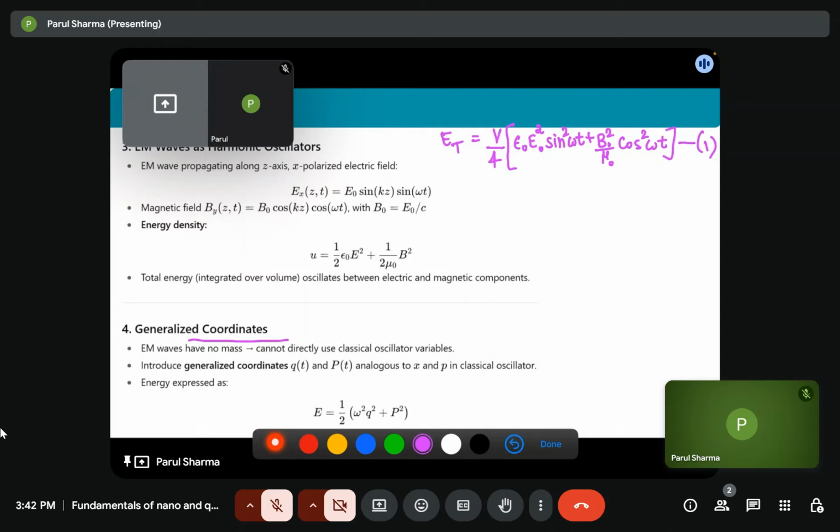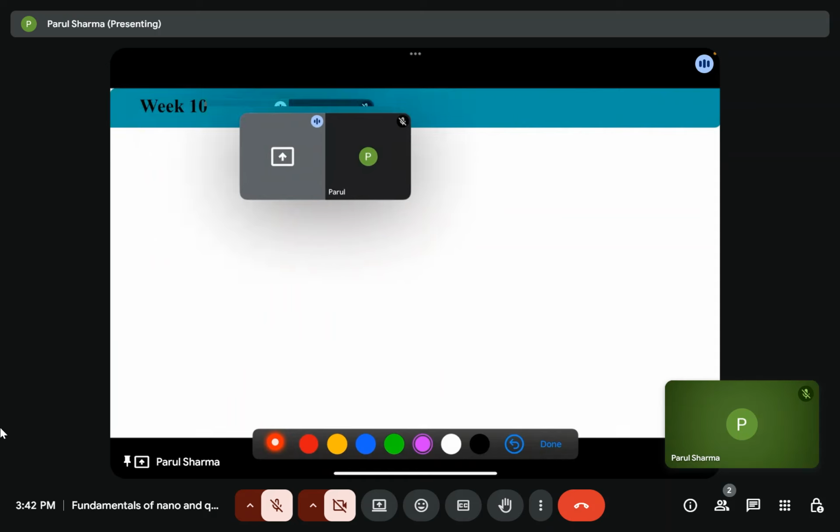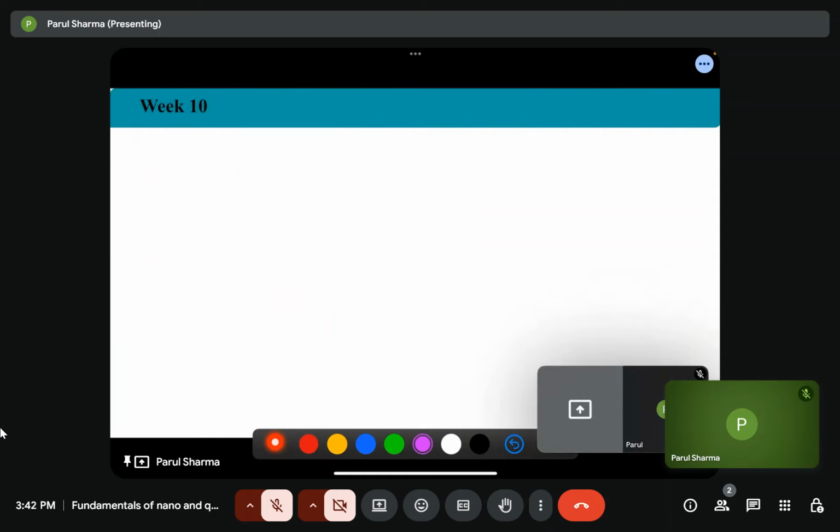where we were defining the energy E is equal to half omega square Q square plus P square. How did we derive it? How can we derive it? We have the total energy. So we will define the generalized coordinate Q(t).